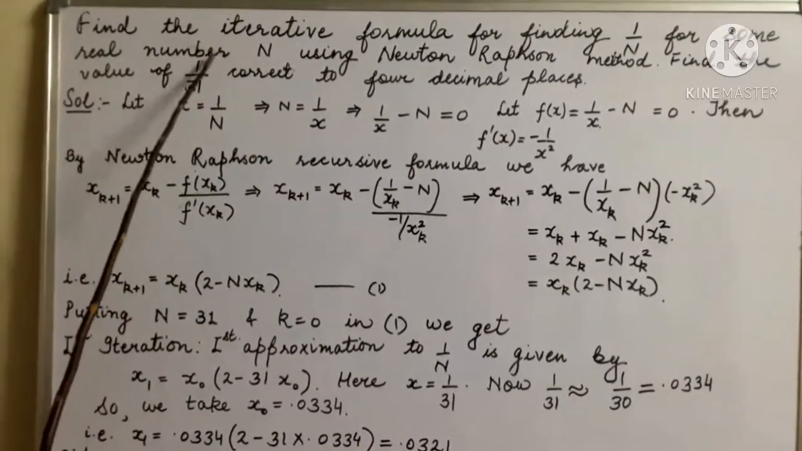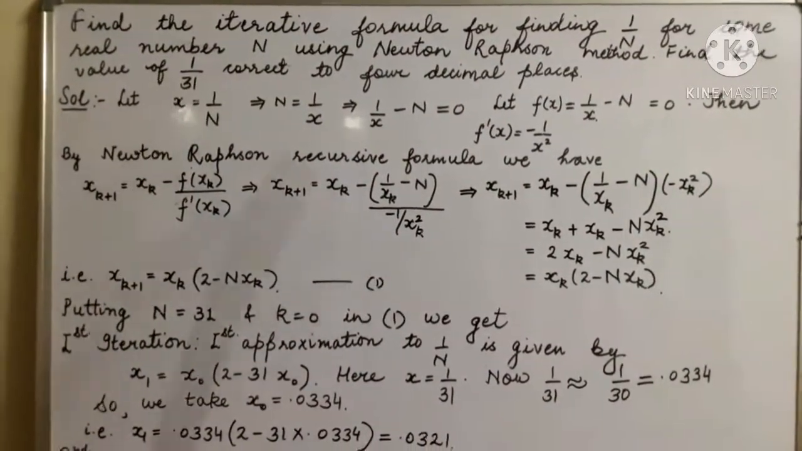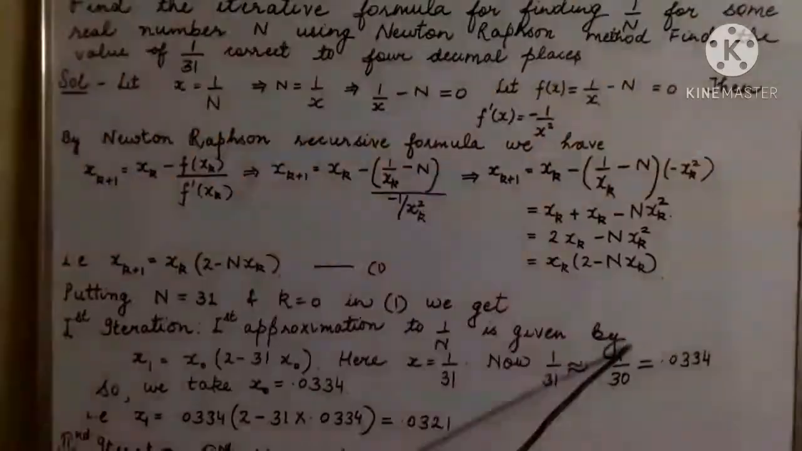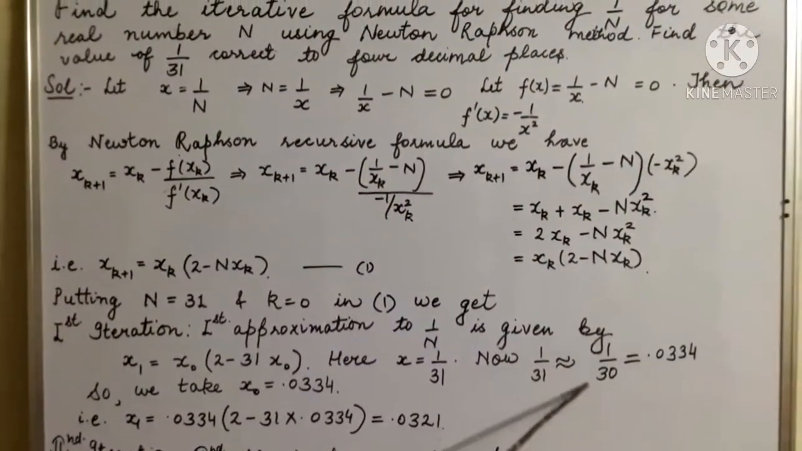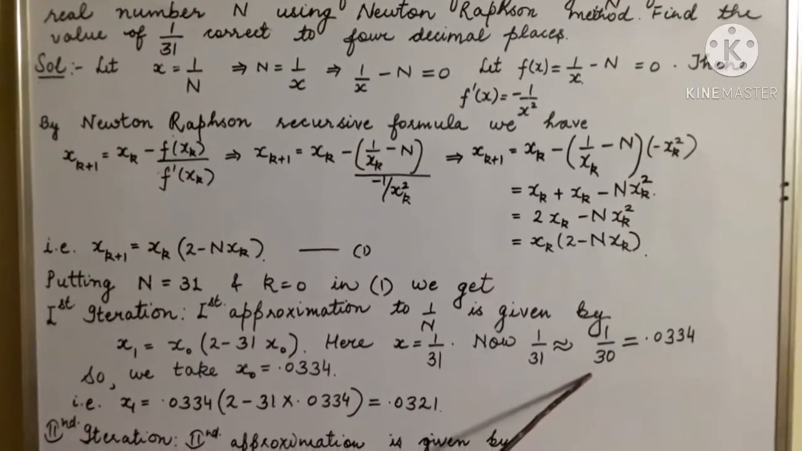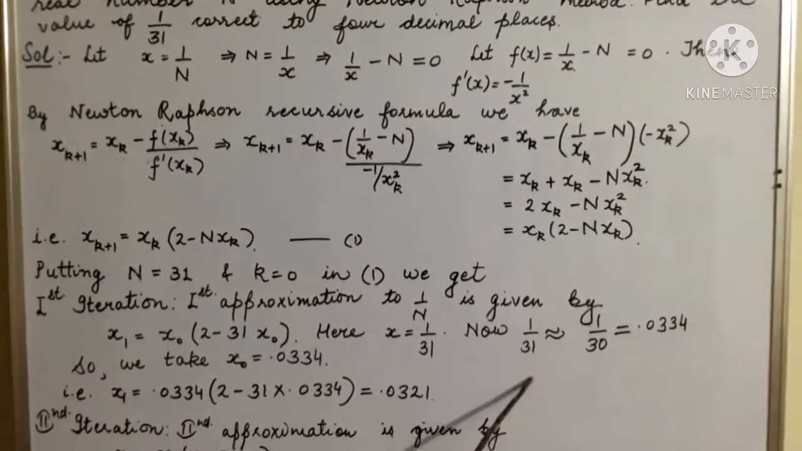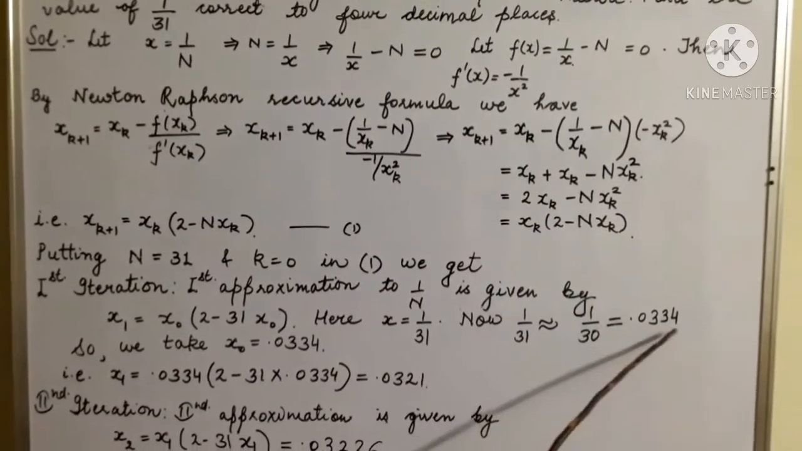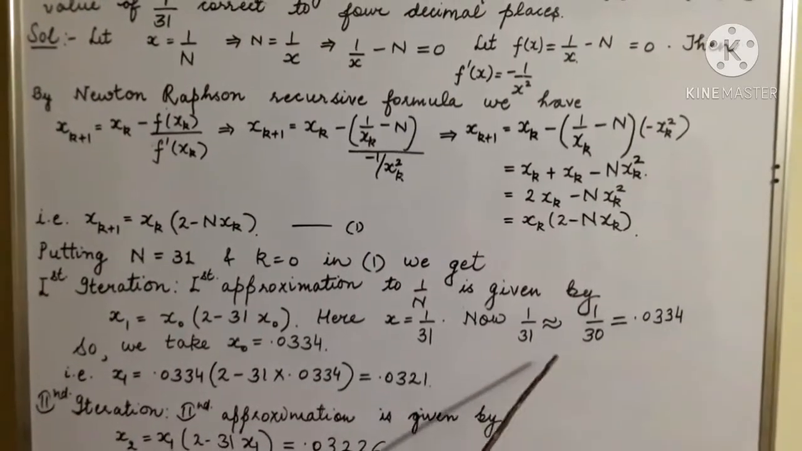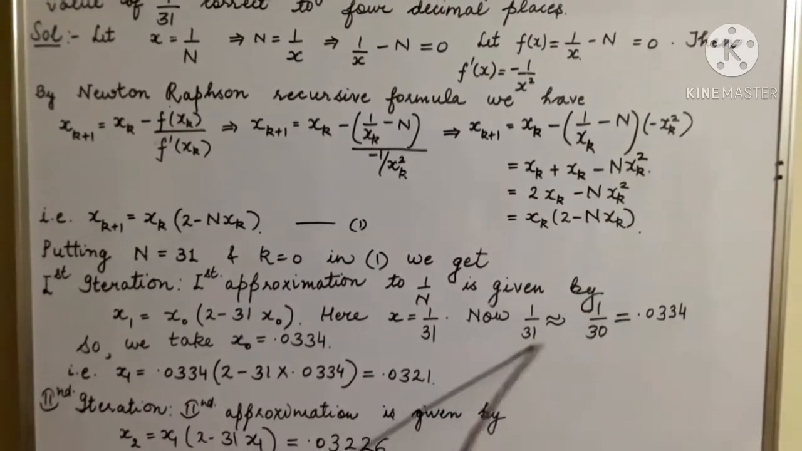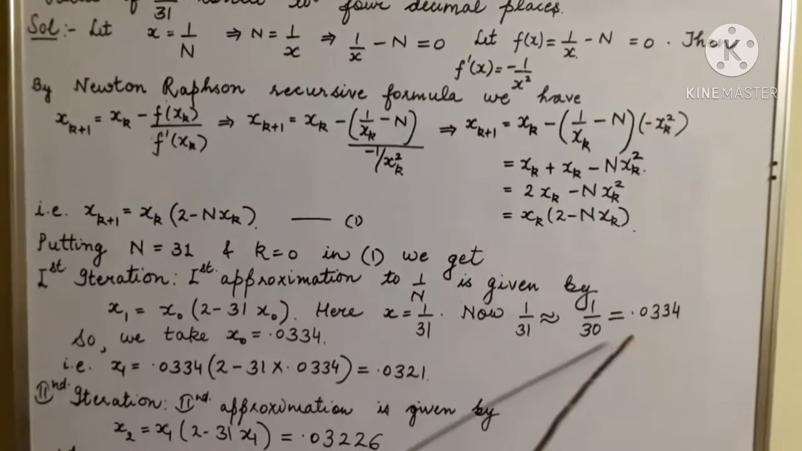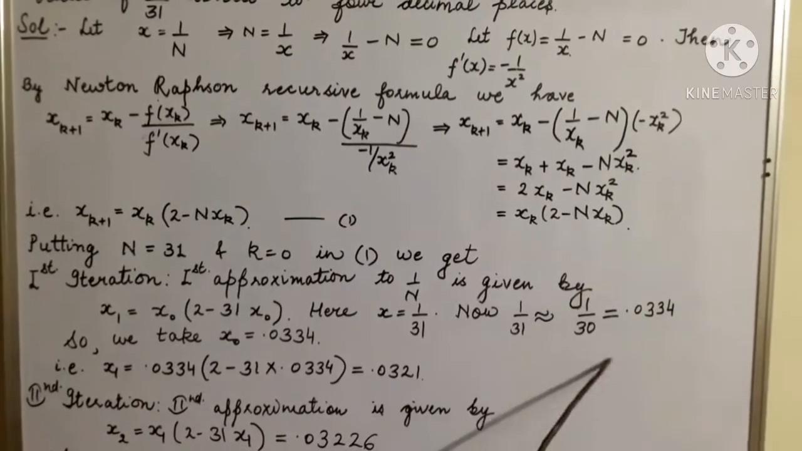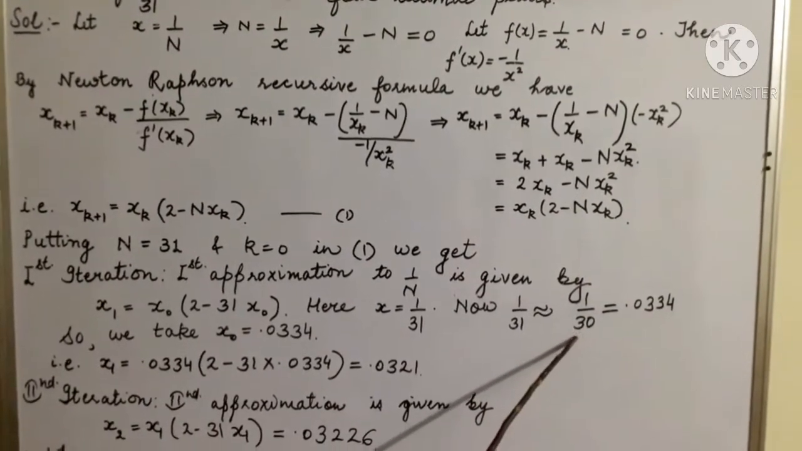Now here we need to find the value of 1 upon 31, right? So 1 upon 31 is nearly equal to 1 upon 30. We have taken this as 1 upon 30. Why? Because it is nearly equal to that, and 1 upon 3 can be easily evaluated. The value of 1 upon 30 is equal to 0.0334. Okay, there is a difference of only 1 unit here in 30 and 31. So we will take this 1 upon 30 as x0.